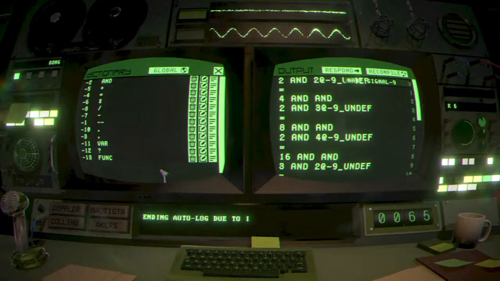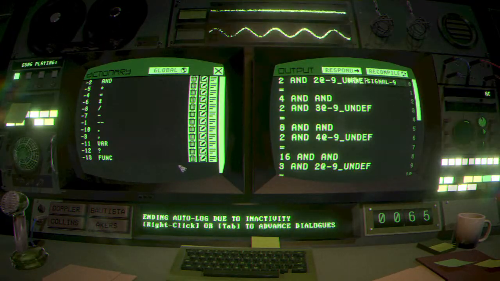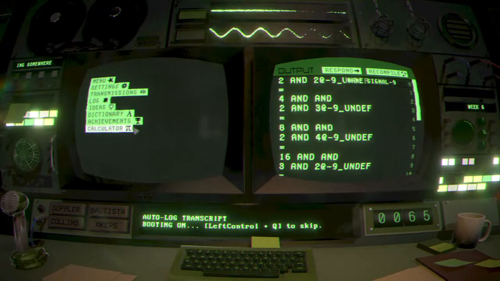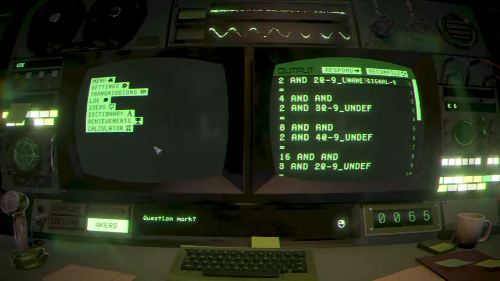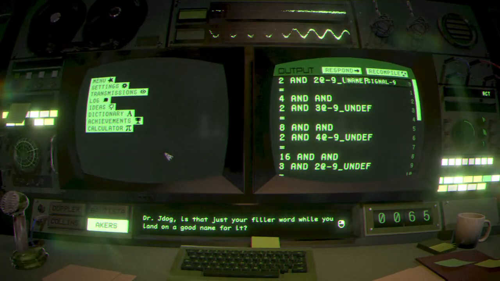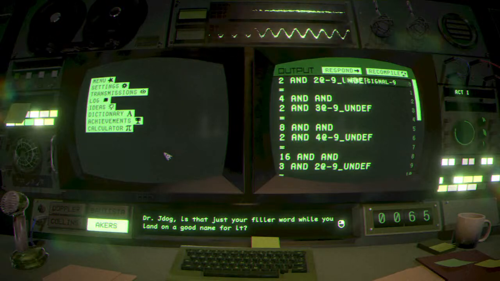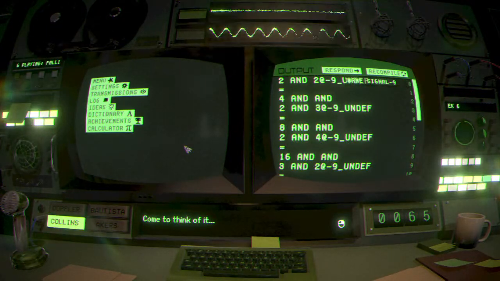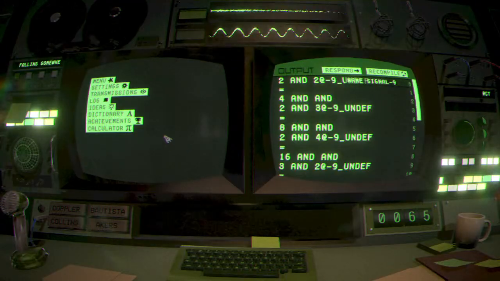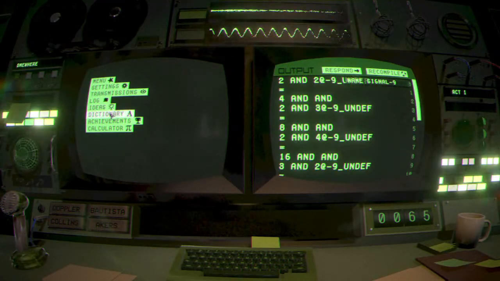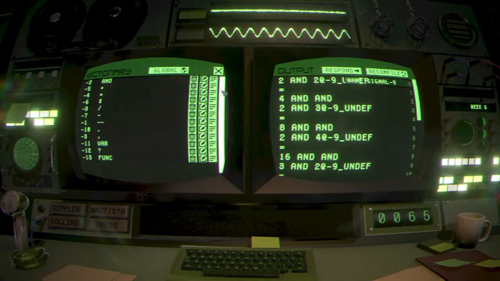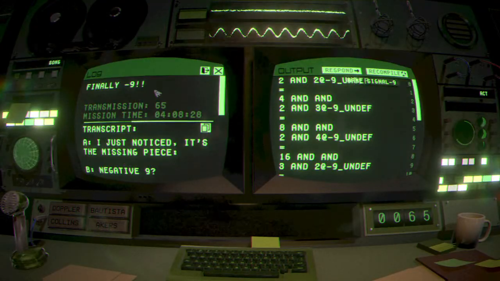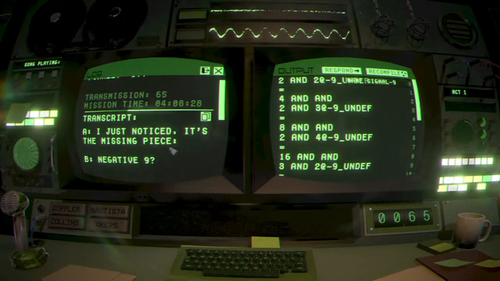I just noticed it's missing a piece. Oh. I wanted to read that. Bad timing. Okay, whatever. Question mark? Dr. J-Dog, is that just your filler word while you land on a good name for it? Come to think of it. Okay, but what was the log I didn't read?